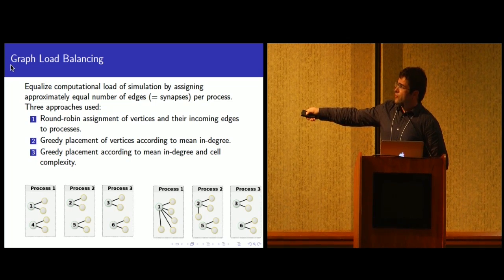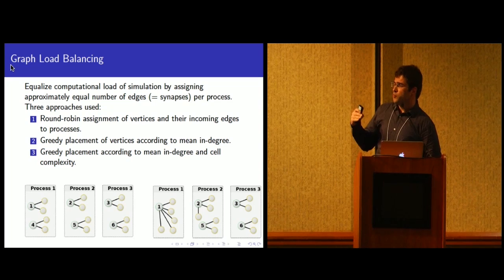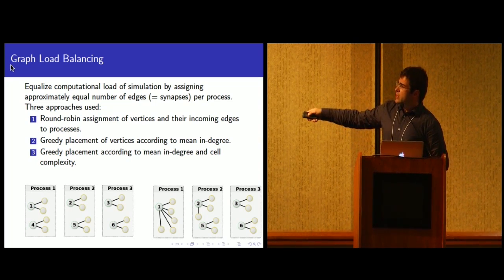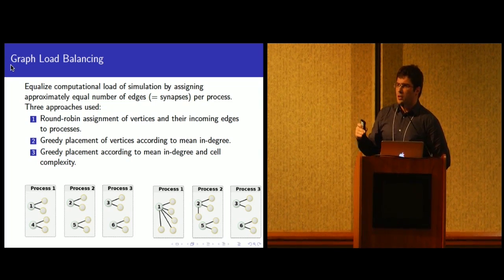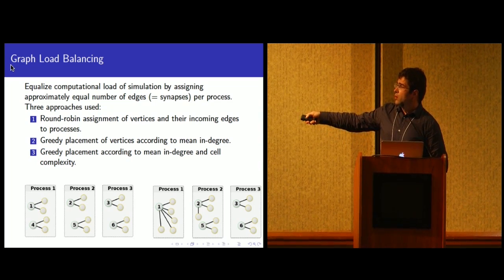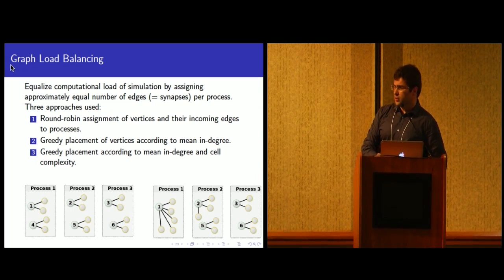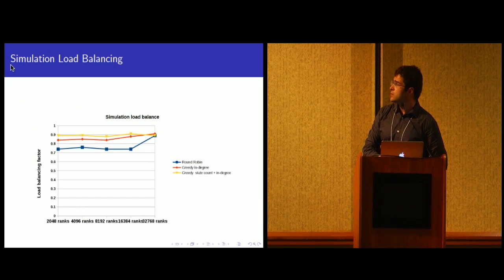So first we started with a naive round-robin assignment scheme, which is this one. We then attempted to implement a greedy placement strategy of vertices according to the mean in degree for each rank, which resulted in some improvement. But after some discussion with the developers of the neuron simulator, we came up with a strategy which takes into account the computational complexity of each neuron, which roughly corresponds to the number of state variables. And in addition to that, we also consider the in degree and a greedy placement. So this resulted in pretty reasonable load balance for short simulations.